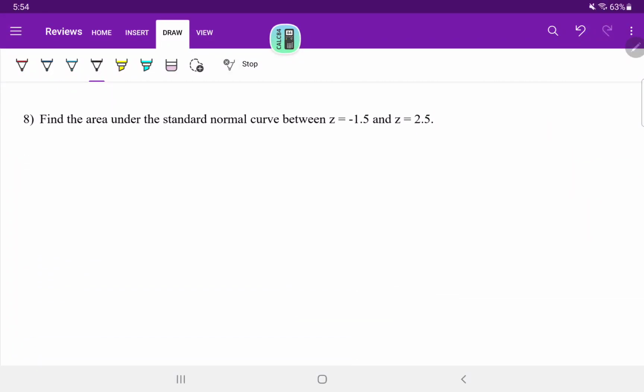Find the area under the standard normal curve between z equals negative 1.5 and z equals 2.5. Okay. Let's first find the probabilities, or the area under the curve, of z equals, I want to do the bigger one first, so 2.5. And then we can do the smaller one, the probability that z equals negative 1.5. Let's find those on our z-score table.